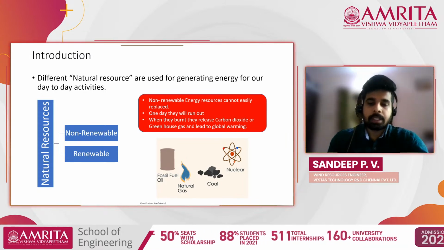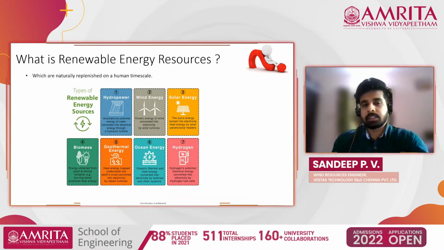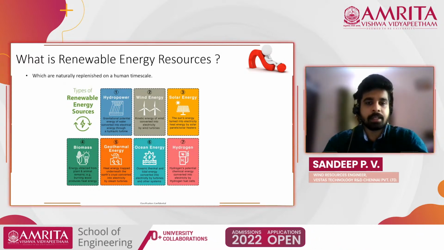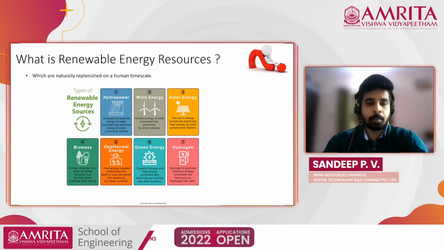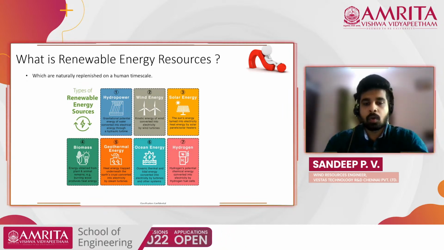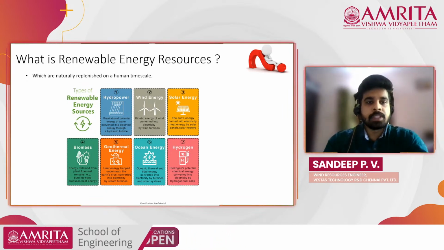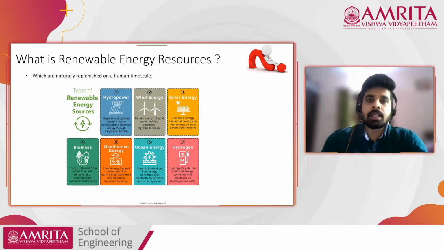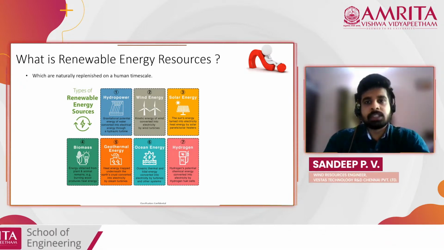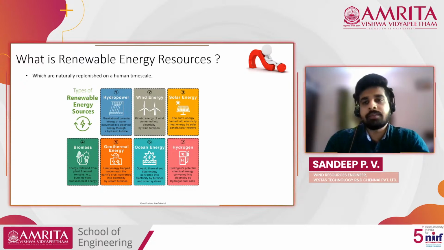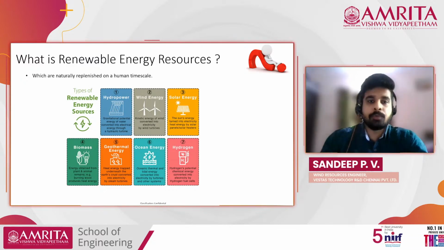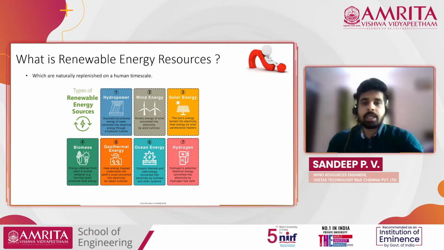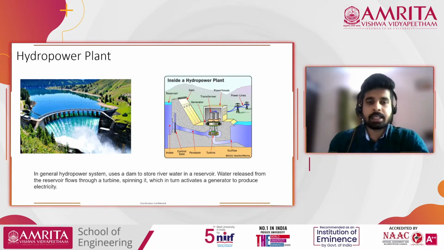The next category is renewable energy resources. What are the renewable energy resources? Hydropower plant, wind energy, solar energy, biomass, geothermal energy, ocean energy, and hydrogen, which are naturally replenished within the human time span itself. Like if we are cutting down forest and using woods, if we put in effort, we can replace them in our time span itself. Now I am explaining each category one by one.